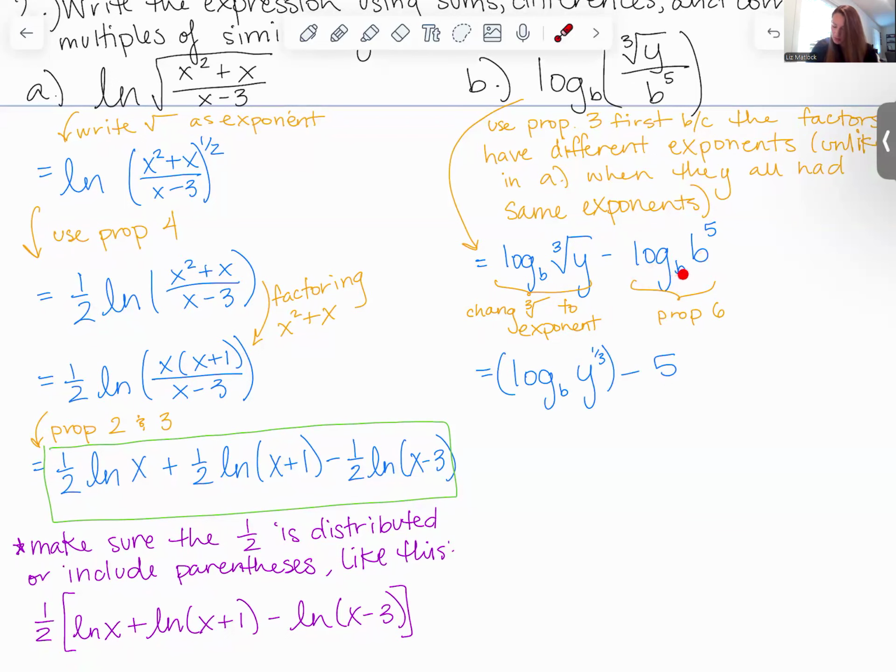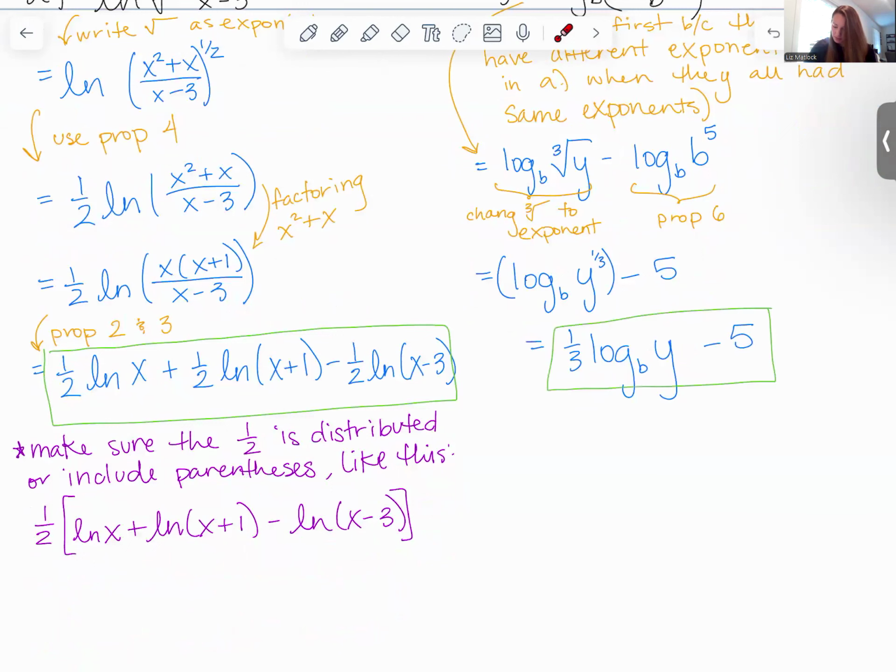This log base b of b raised to some number, it's always going to equal this number. So it just simplifies to a minus 5. I added in parentheses just so I was clear about the fact that this minus 5 is not inside of the log. It is log of only the y to the 1/3, and then the minus 5 is separate. And now I can use property 4 to bring this exponent out in front of the log. And so I finally have 1/3 log base b of y minus 5.